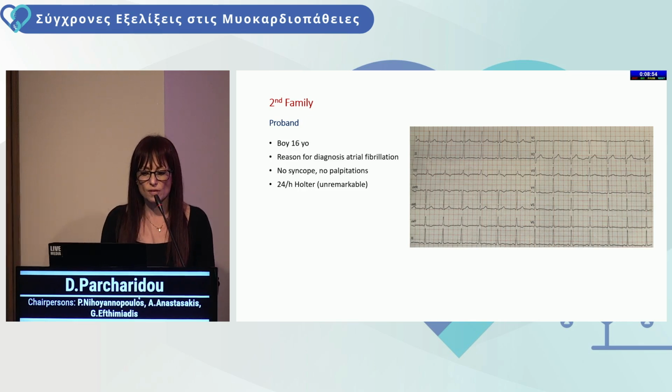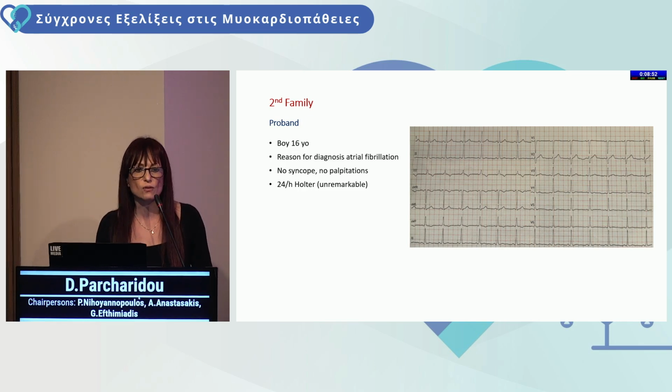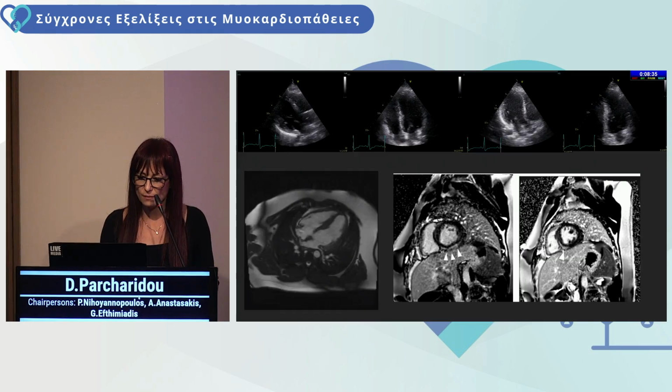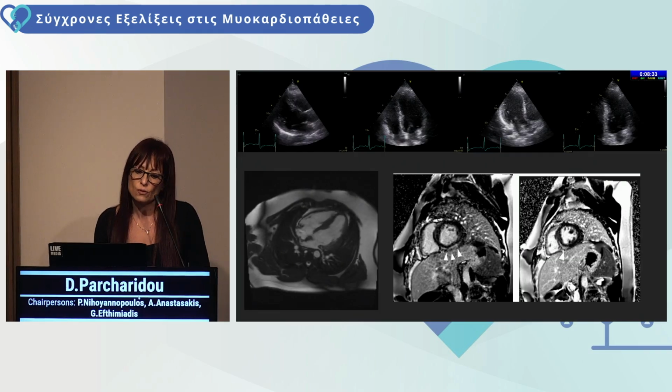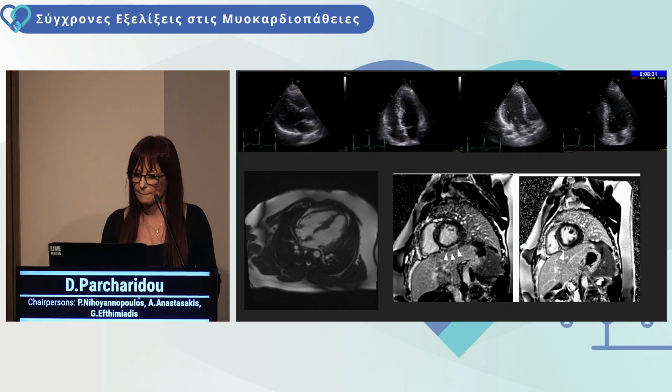The proband is a 16-year-old boy. The reason for diagnosis was atrial fibrillation, no syncope, no palpitations, and the Holter monitoring was unremarkable. From the ECG, you can see a little bit wider QRS for a 16-year-old and negative T waves in lead 3.